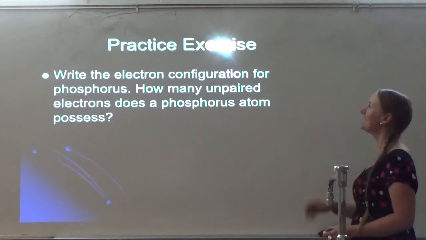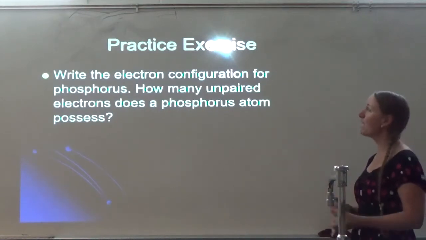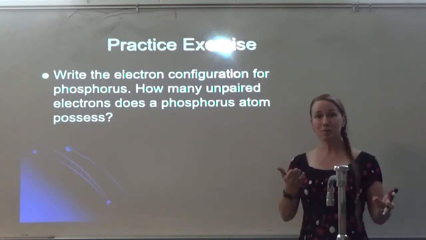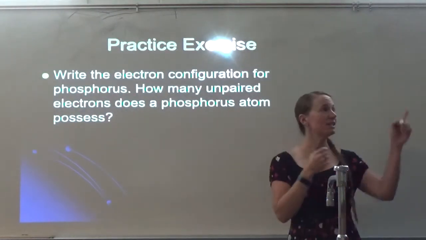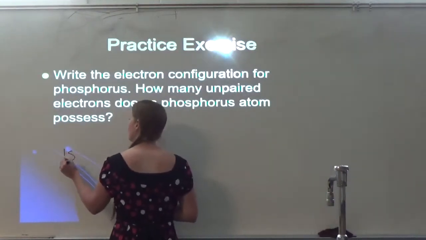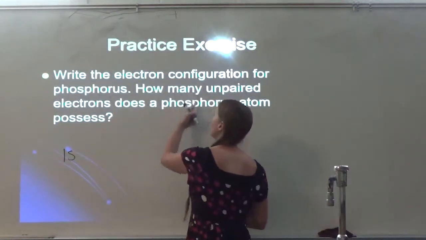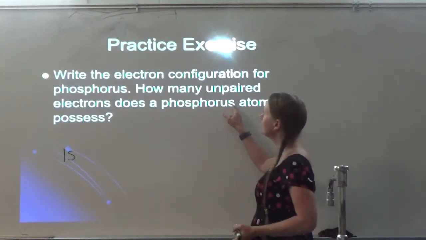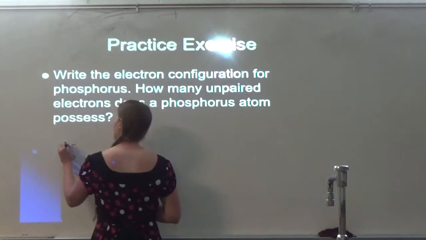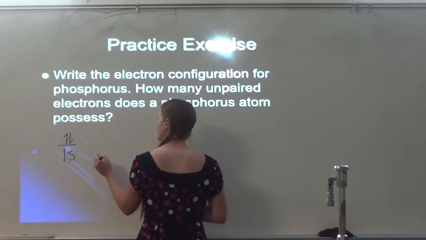So it says write the electron configuration for phosphorus. How many unpaired electrons does a phosphorus atom possess? All right, so I'll assume you've tried that, so let's look at it together. So we're going to phosphorus this time. I'm going to start at hydrogen, so I'm at 1s. This one doesn't actually specify which type, but because it's asking about unpaired, I'm going to go ahead and do arrow configuration. So I have 1s, I do 1 up and 1 down, hydrogen, helium.